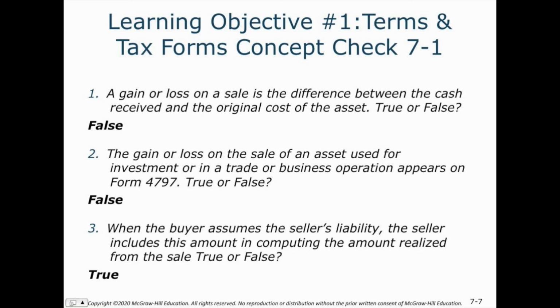Concept check 2. The gain or loss on the sale of an asset used for investment or in a trade or business operation appears on the Form 4797. That is going to be false.